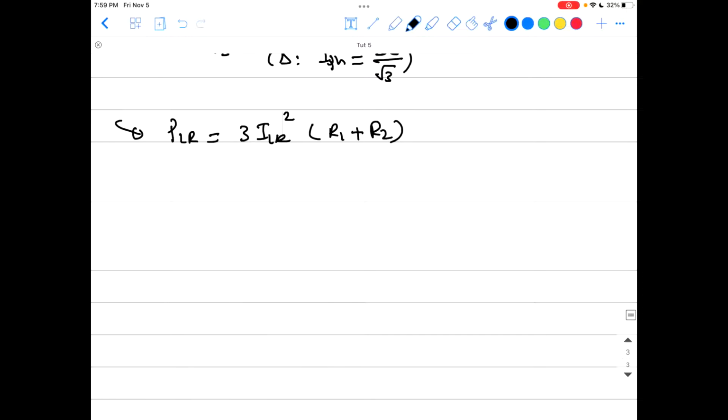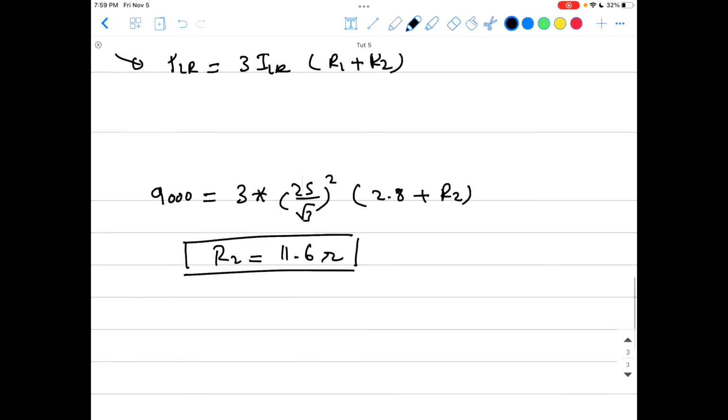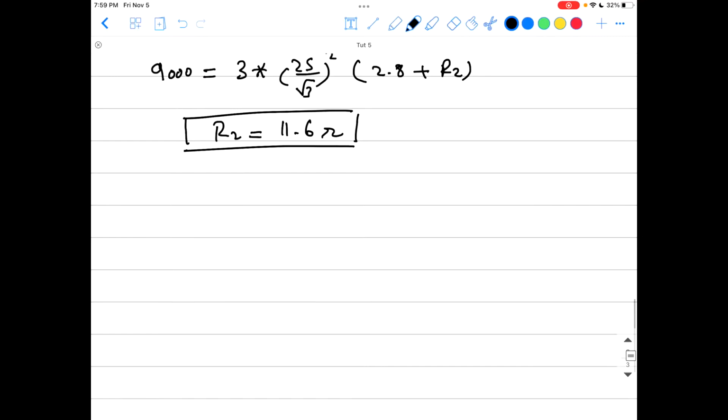that's good. Now substitute. P locked rotor that's given to you is 9,000, that's given in the question, equals 3 times I locked rotor, like we said, is 25 divided by square root of 3, and it's all squared, times R1 plus R2. R1 found from DC test to be 2.8, plus R2. Everything here is just known except for R2. So R2 here can be found to be 11.6 ohms. Okay. And that is your second parameter, found from the locked rotor test. That is R2, guys.